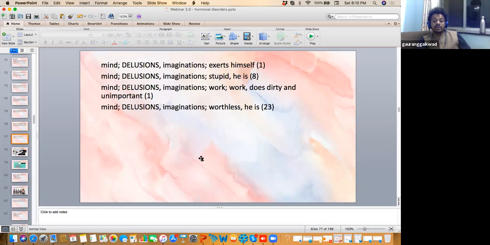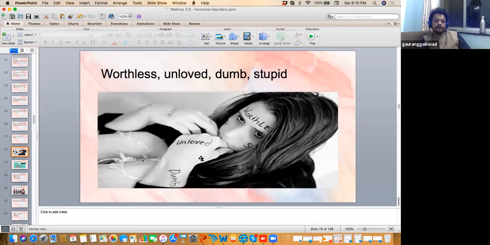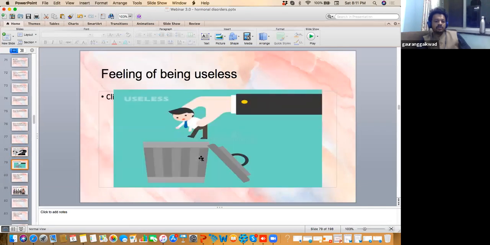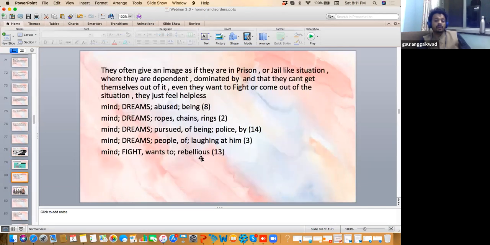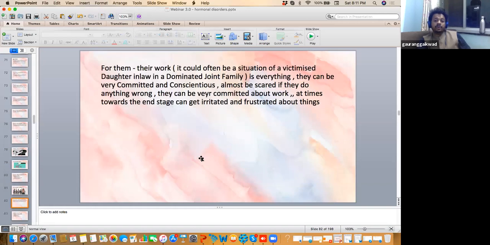Some more rubrics: delusion exerts himself, delusion he is stupid, work does dirty, and delusion worthless. Total feeling of worthlessness, total feeling of uselessness, total feeling of being abused. There's a feeling as if they are in jail. Many, many women, when they get married, feel as if I'm in a jail. I want freedom. But they can't, and that is often a state of the Lac group of remedies. Constant feeling that they are being laughed at. This is typically in a joint family.